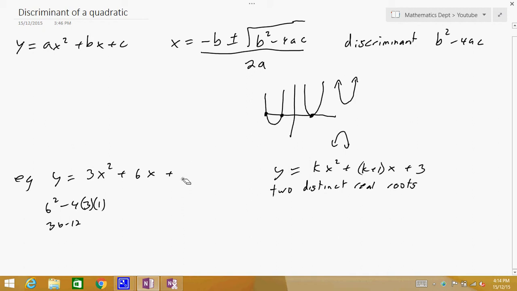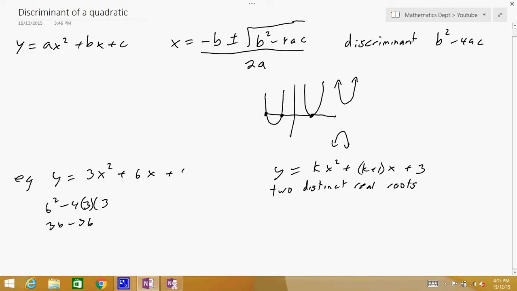If instead I had a 3 here, and I'll change this to a 3, you've got 6 squared minus 12 times 3, which is 36. So 36 minus 36 is equal to 0. What's under the square root is equal to 0. So that's just negative b over 2a. There's only one solution, and therefore there's only one x-intercept.